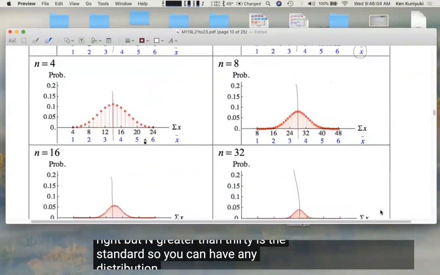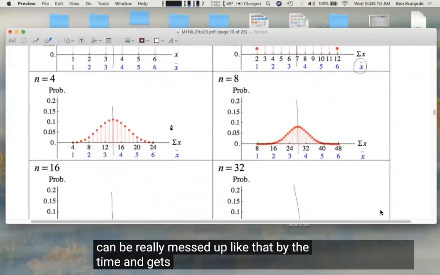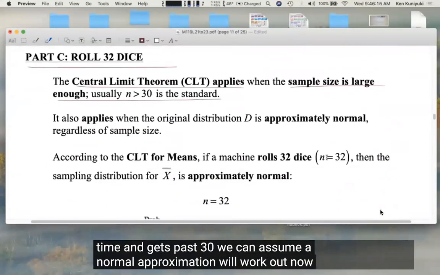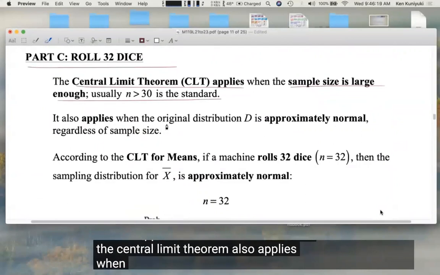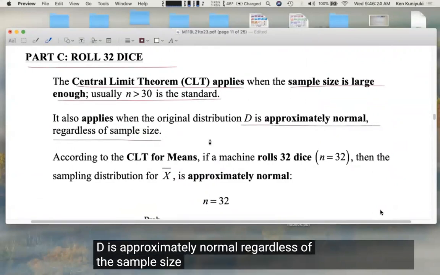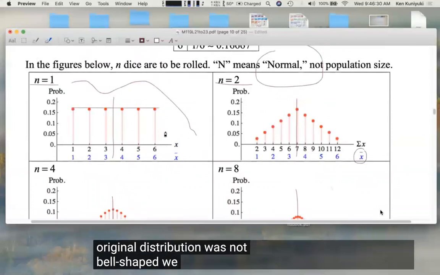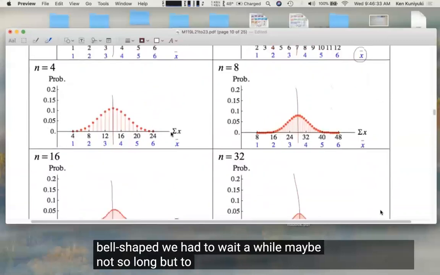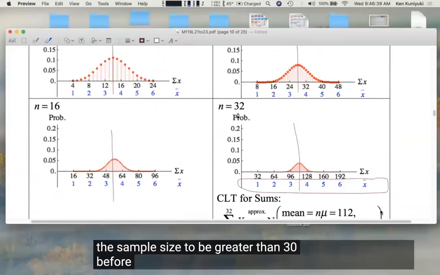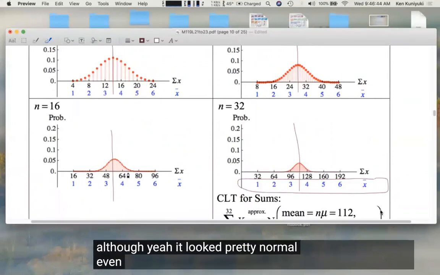So you could have any shape distribution at the beginning. Flat top, it could be really messed up like that. By the time n gets past 30, we can assume a normal approximation will work out. Now, the central limit theorem also applies when the original distribution, Big Daddy D, is approximately normal, regardless of the sample size. Now, over here, since the original distribution was not bell-shaped, we had to wait a while. Maybe not so long, but to make it official, we waited for the sample size to be greater than 30, before we could officially say that we have about a normal distribution here. Although, yeah, it looked pretty normal even before that, like at 16 even.